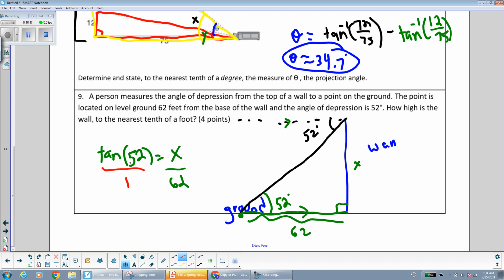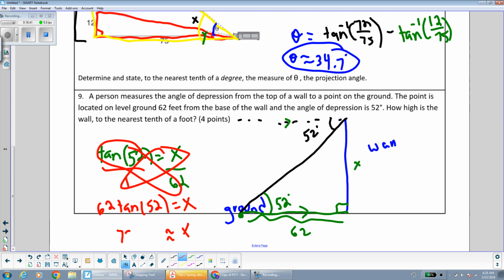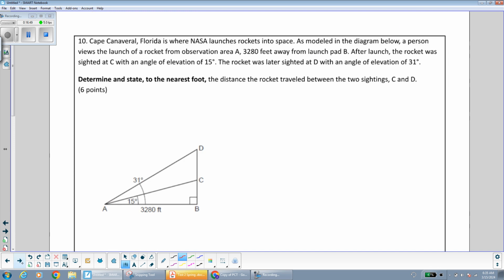We're solving for a side, so we're going to cross multiply. 62 tangent of 52 is equal to x. We're rounding to the nearest tenth. I'm going to type this into my calculator, 62 tangent of 52. And the height of the wall is approximately 79.4 feet. There we go. Okay, moving along to the next question.